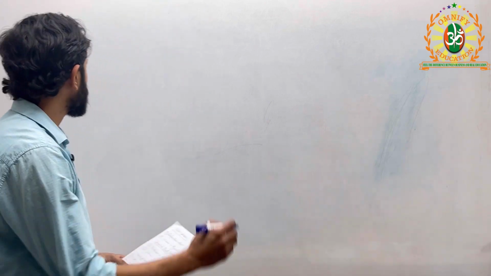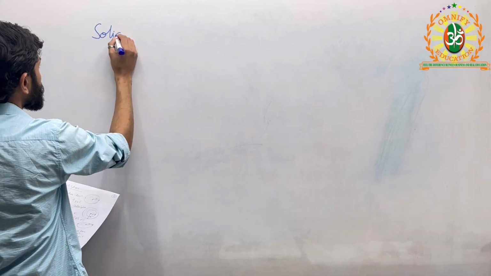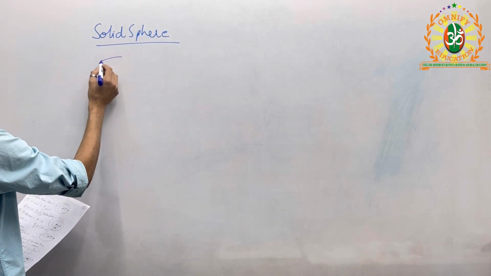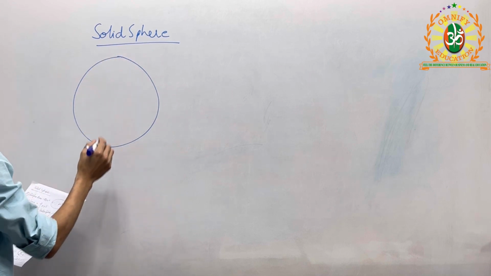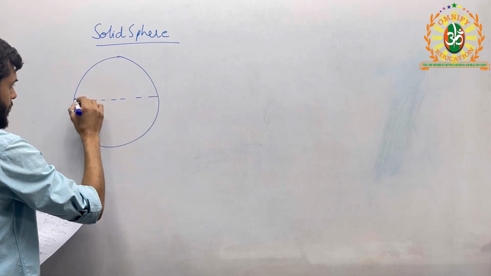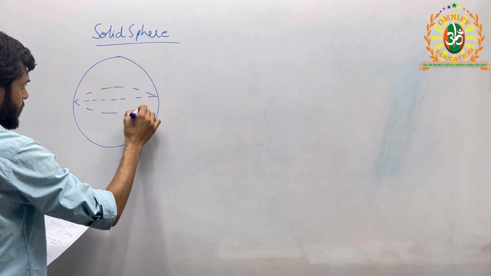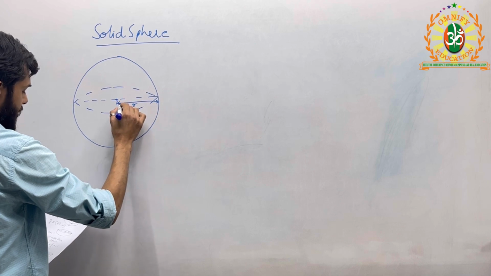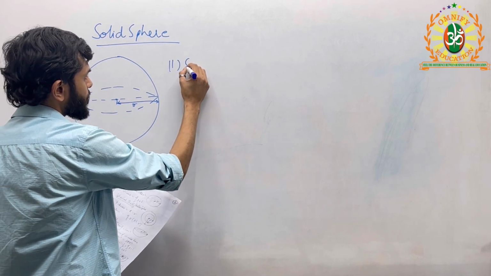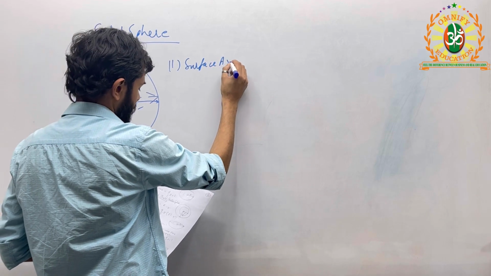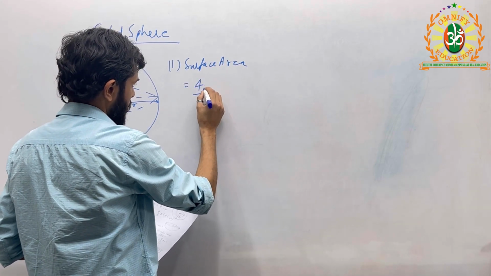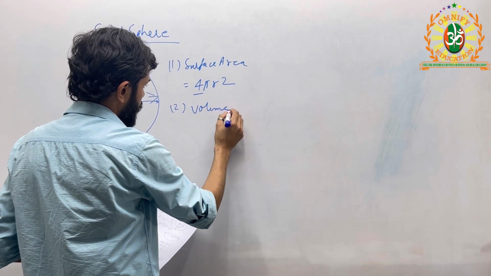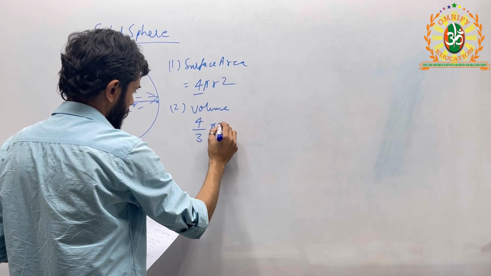Next shape is a solid sphere. This is a solid sphere. Let this be the radius r. So the surface area would be 4 pi r square and the volume would be 4 by 3 pi r cube.